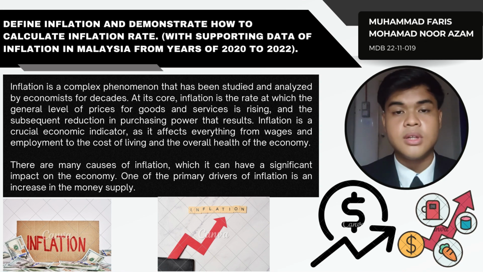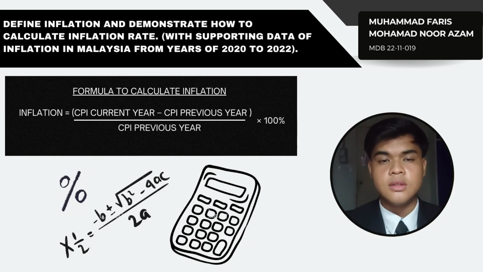One of the primary drivers of inflation is an increase in the money supply. When there is more money in circulation, it is easier for people to spend, which can drive up demand for goods and services. The increased demand can lead to higher prices as businesses are able to charge more for their products and services. So how do we calculate the inflation rate?